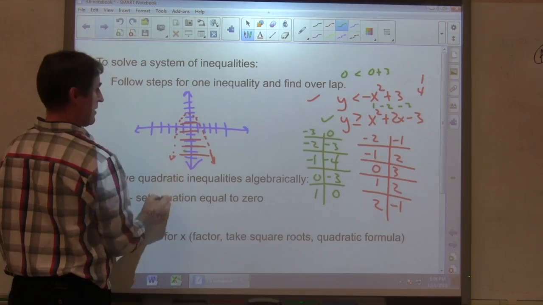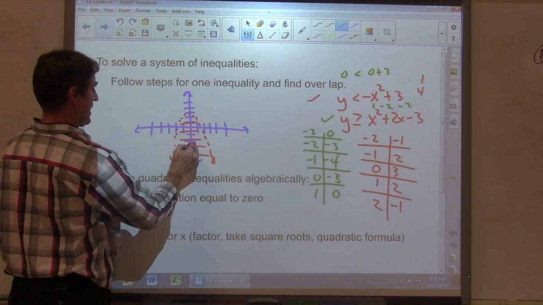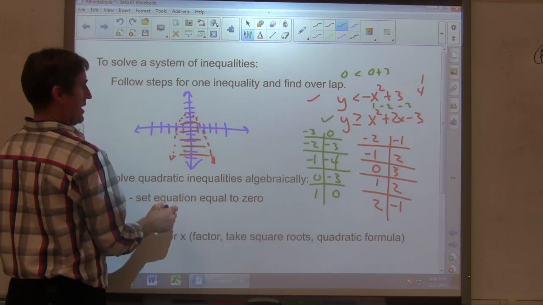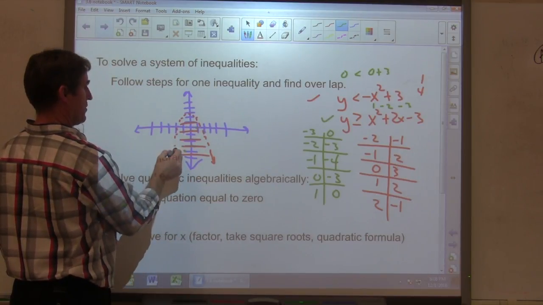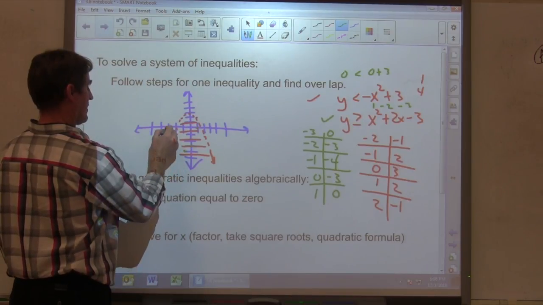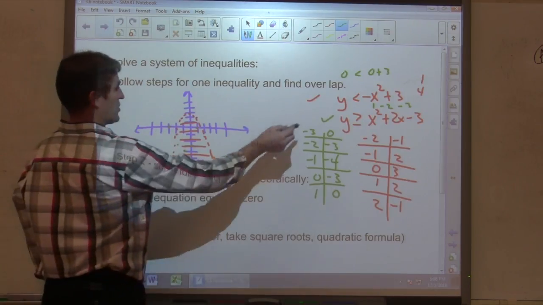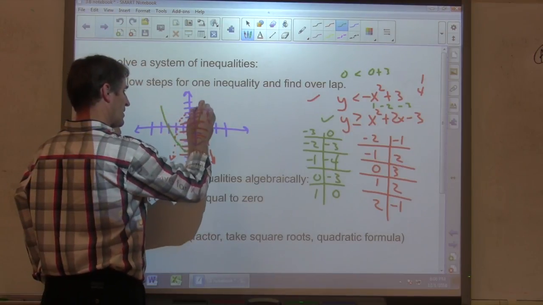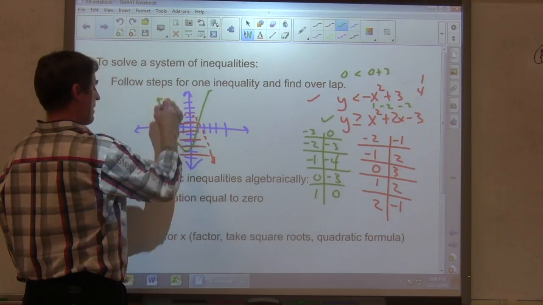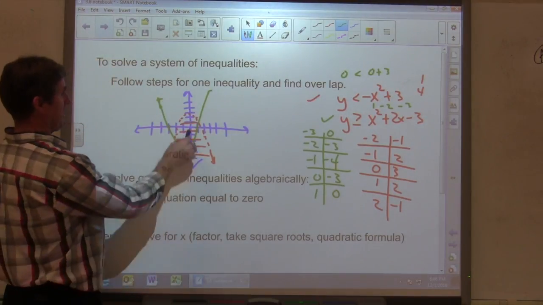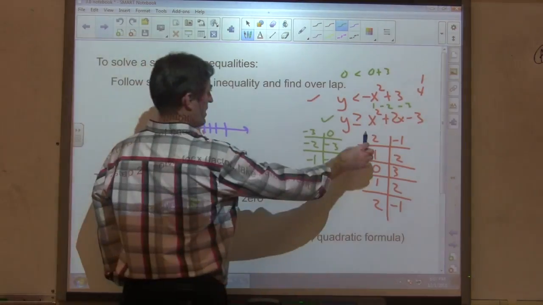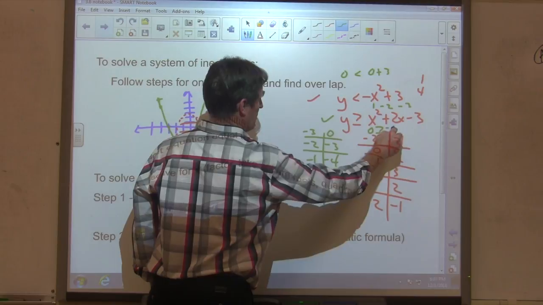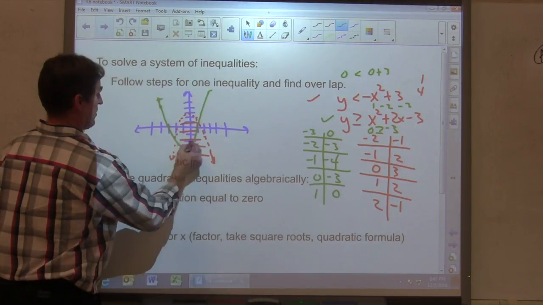So approximately there. At 0, we're at negative 3. At 1, we're at 0. At negative 2, we're at negative 3. And at negative 3, we're at 0. This one is greater than or equal to, so that is a solid line. And now we check this one. Again, I'm going to check (0, 0) because it's inside. 0 is greater than, this would be 0. 0 is greater than or equal to negative 3. That's true. So I want to shade inside.